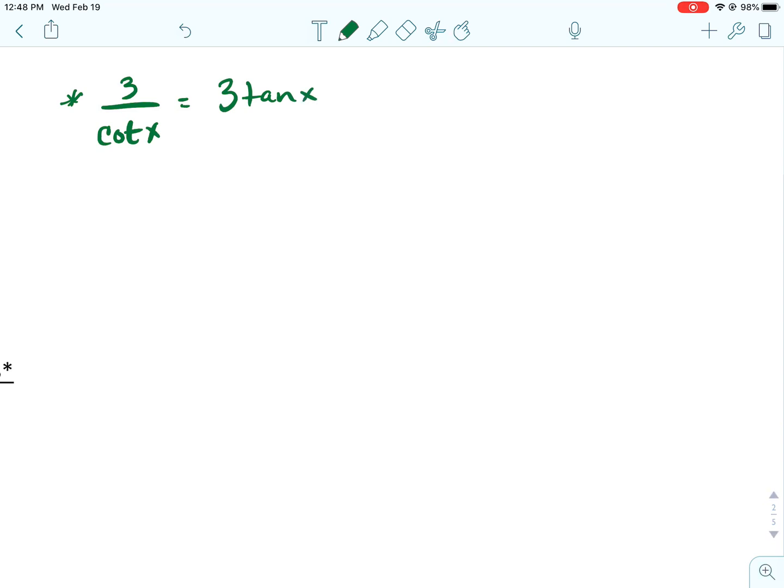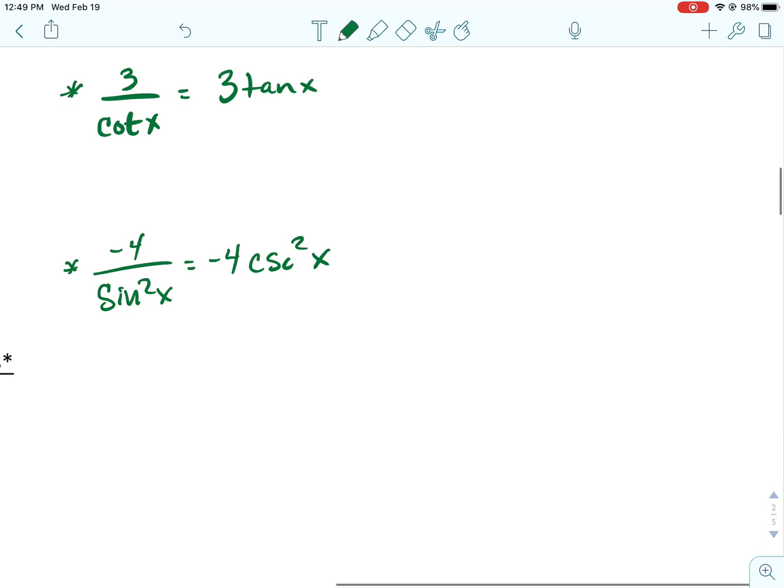So it doesn't have to be a 1 up there. There can be a different number up there. So for example, we could have -4 over sine squared of x. And that's just going to end up being -4 and then cosecant squared of x. So we've known we can use those reciprocal identities with squared terms and cubed terms and everything. Okay, one more I want to show you.